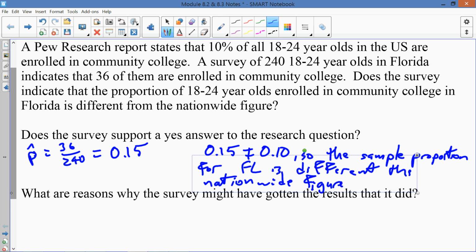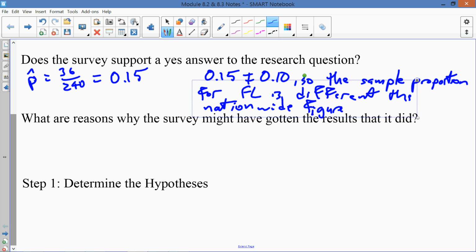Well, to answer that question, we have to think about what reasons the survey might have gotten the results that it did. We're going to leave out poor sampling methods and things like that. We're going to say, suppose the sample was done well. Well, really, there are two reasons. Reason one is because of simply sampling variation, or random chance.